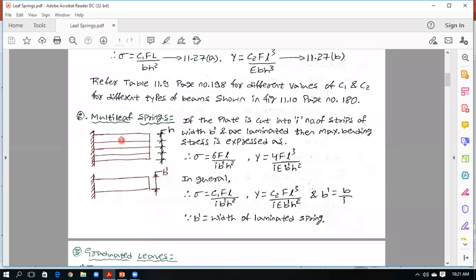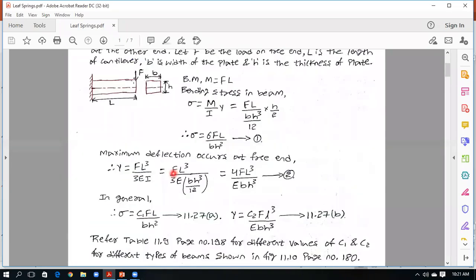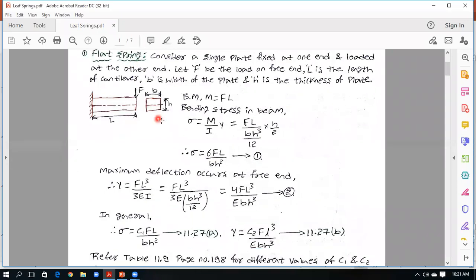Here they will be placing n number of plates. This is one plate. On the top of that, one more plate is placed. Like this, 4 plates are there. On this, you have to take down this I value, the number of strips or number of leaves, or number of plates. And B dash is nothing but the width of the laminated spring. Whatever the width of this laminated spring is, it is denoted by B dash, whereas the width of the flat plate is denoted by B.